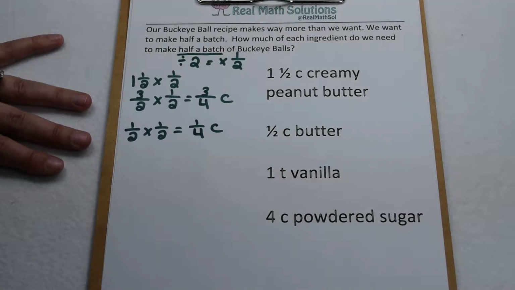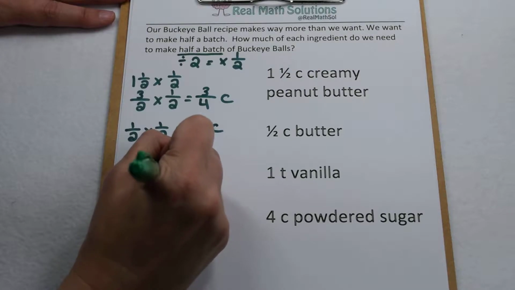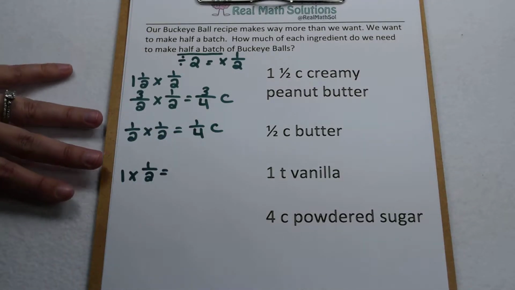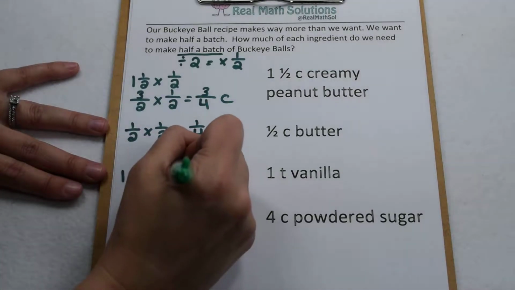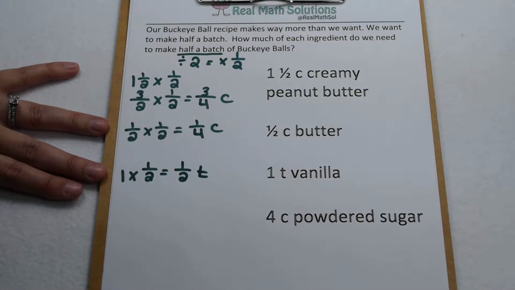For our vanilla, I need 1 teaspoon. I'm going to go ahead and multiply that times 1/2 still, because I know any number multiplied by 1 is itself. So that means 1 times 1/2 is still going to be 1/2 a teaspoon of vanilla in our half batch.